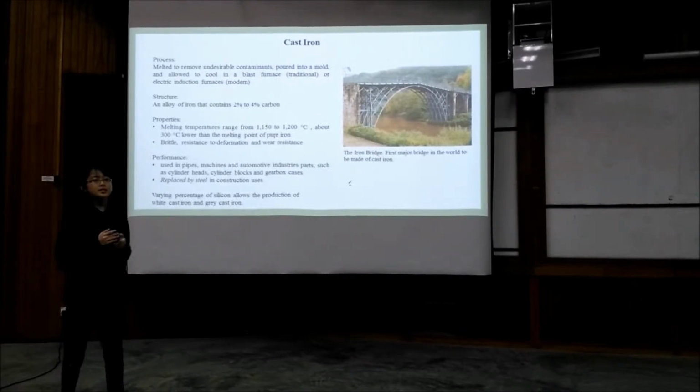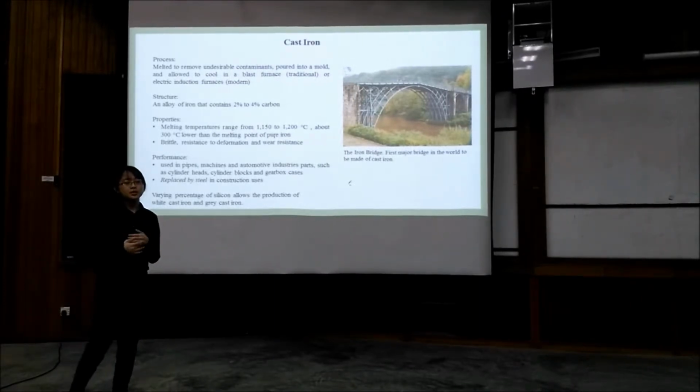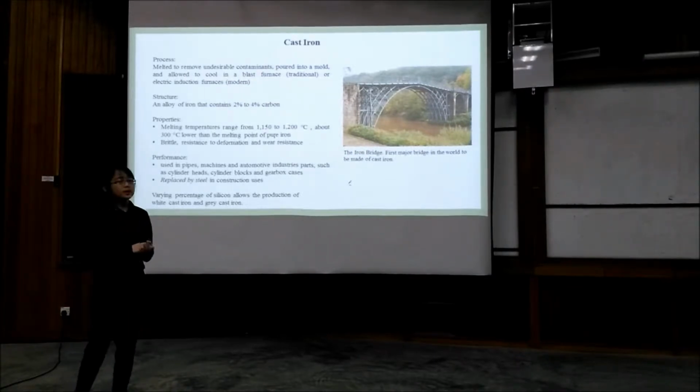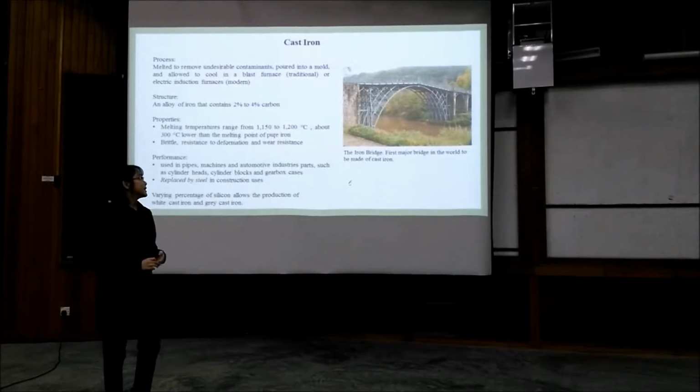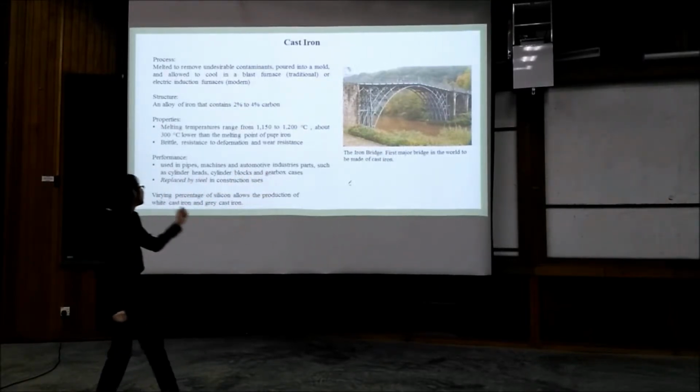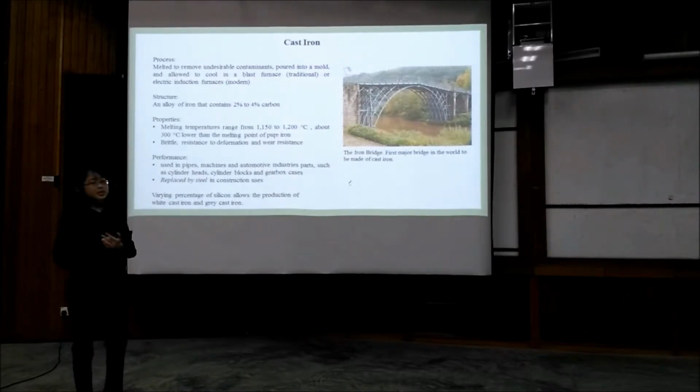However, cast iron was more popular in construction uses. For example, the first major bridge in the world was made of cast iron during the 1770s. This bridge is called the Iron Bridge. By varying the percentage of silicon in the cast iron, it allows producing different types, such as white cast iron and grey cast iron.